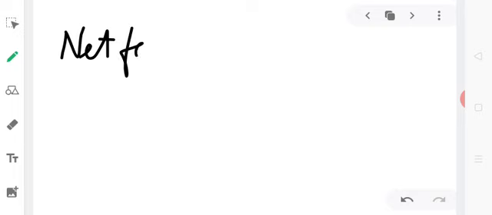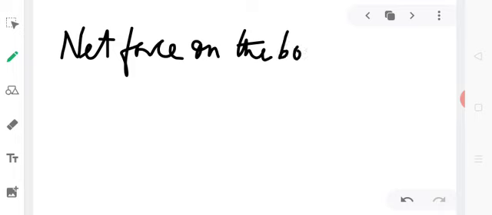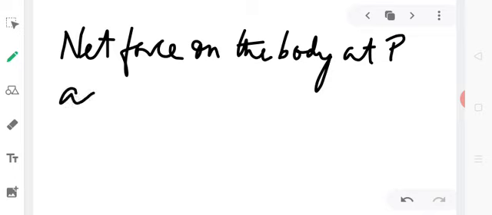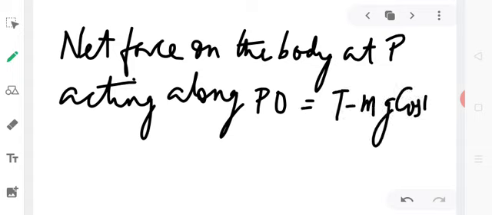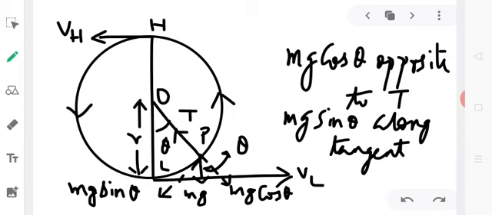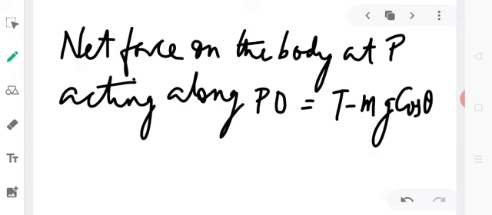Net force on the body at P acting along PO is equal to T minus mg cos theta. This should be clear from the diagram itself. You can see T and mg cos theta are acting opposite to each other. So net force is given by T minus mg cos theta.